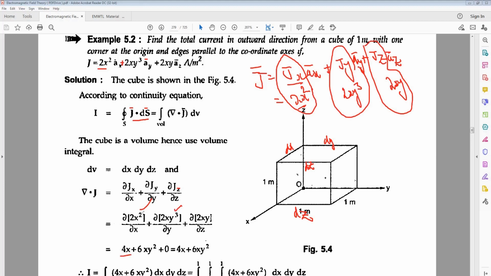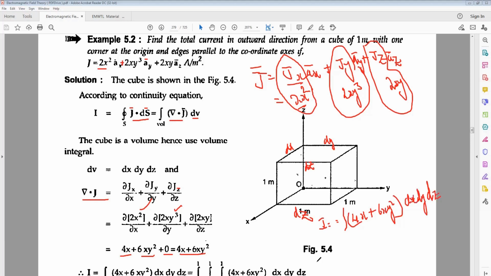The derivative of 2x² is 4x. For 2xy³, x is the constant, and the derivative of y³ is 3y², so we get 6xy², and there is no z term, so that is 0. So the integral I is equal to the volume integral of (4x + 6xy²) dv, with respect to x, y and z.